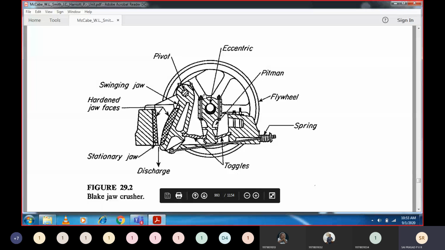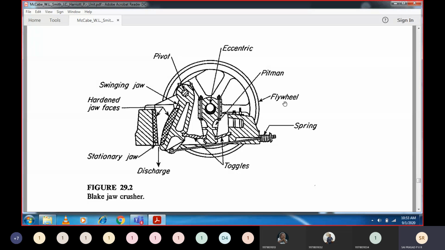That will be stored in the flywheel, because you know very well, in a two-wheeler, when you catch the clutch, what will happen? The petrol is burning, the motor is running, but the energy will be stored in the flywheel, remember this. And once you release the clutch, what will happen? The energy will be transferred to the wheel, and the wheel rotates. This is the mechanism of it.